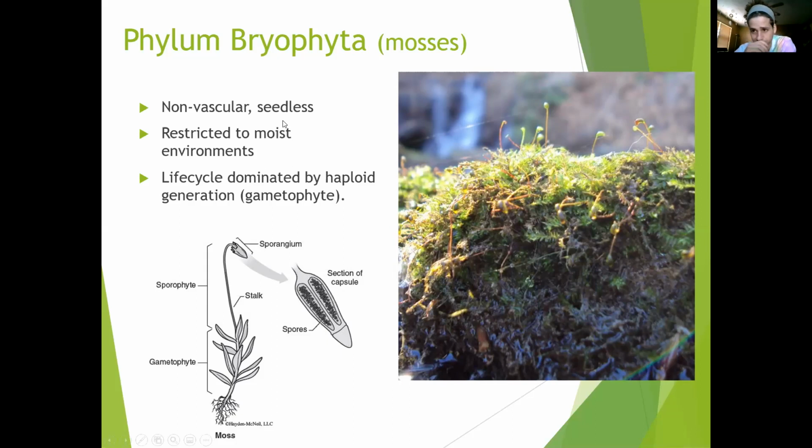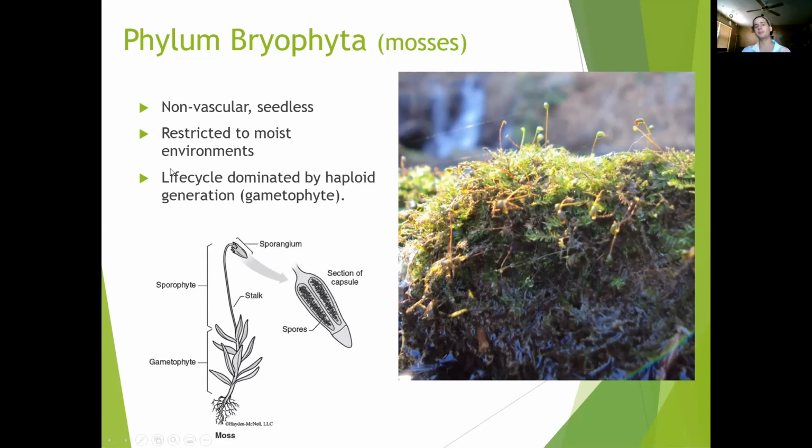However, there are some species of lichens that have a common name of such and such moss, right? So they are restricted to moist environments because, again, they're non-vascular and seedless. They have a life cycle dominated by the haploid generation. So again, just like the Marchantiophytes, these are very small organisms because they can't transport water and nutrients very well.